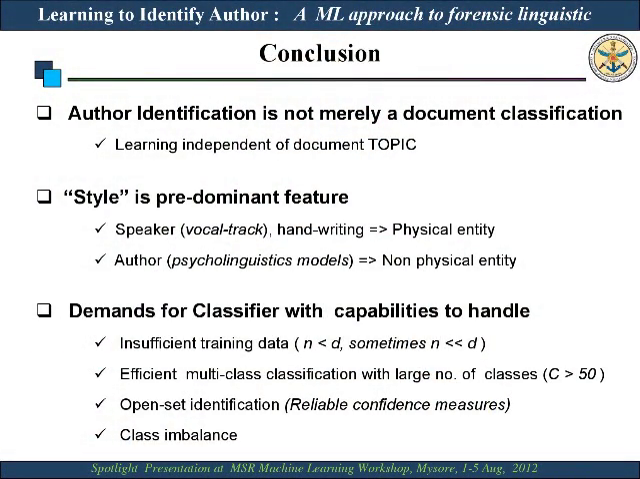So as a conclusion, we can say author identification is not merely document classification, because our job is not to capture the underlying topic but to capture the writing style of the author. So style is a predominant feature in that.